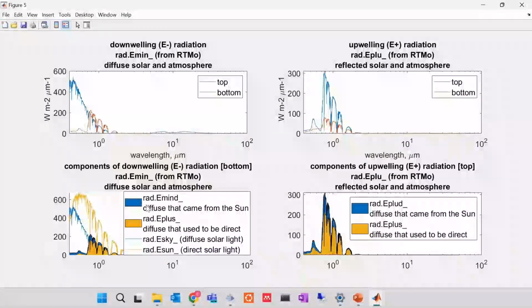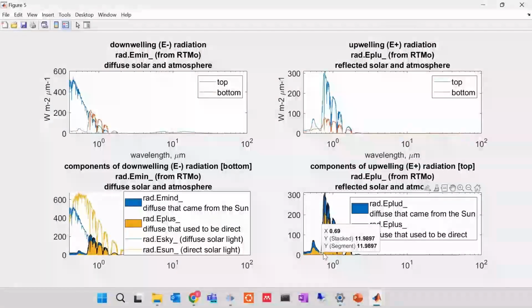It is the sum of diffuse light that came from the sun and was going down towards the last layer, towards the soil. And this yellow part of it is the direct solar light that was reflected in forward direction. So it's like forward scattering is called. So it reached the bottom of the soil.